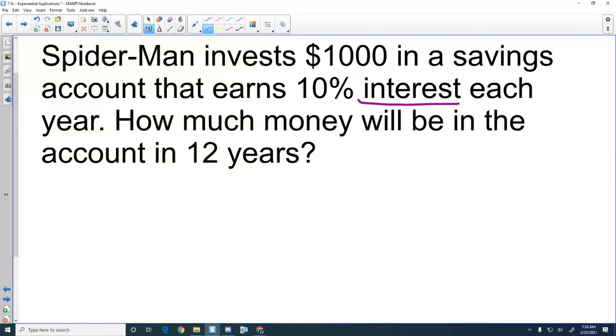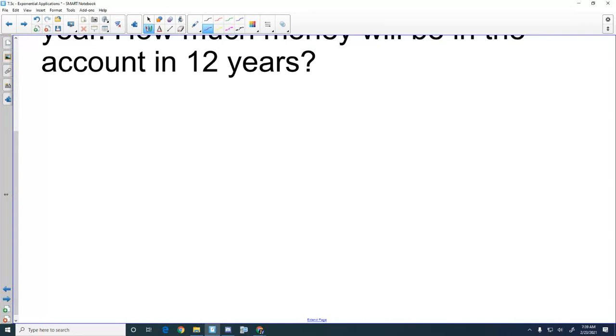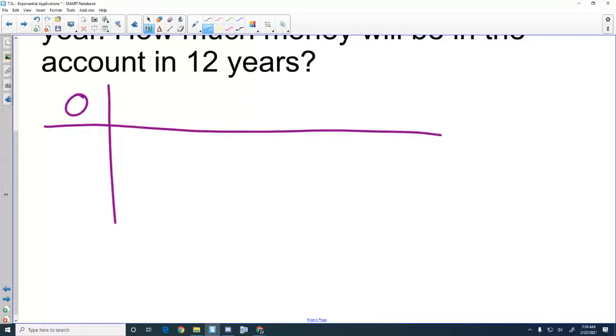And so it's a good thing to get for yourself. It's free money. You're getting money just by letting your $1,000 sit in that bank account. It's growing. It's getting paid for doing nothing at all, which is pretty awesome. And so if we think about this, 10% interest, start with $1,000. Let's make a little table here. At year 0, we've got $1,000 in the bank.